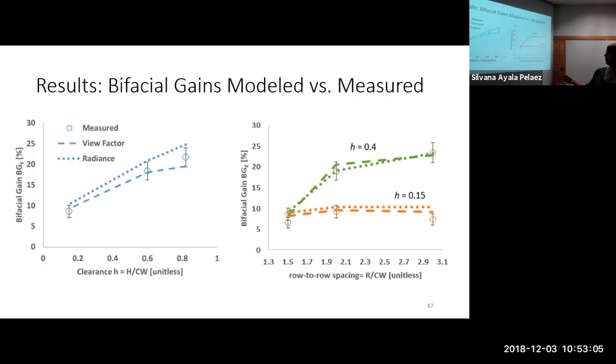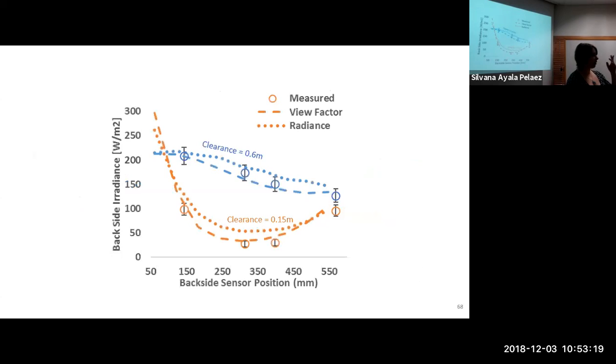At some points the view factor underpredicts, and at some points the raytrace goes a little bit high. These are things that we still need to continue researching or polishing. On the profile, this shows how the irradiance looks on the back of the panels. This is just to prove that when we have the panels at higher clearances, there's more uniformity, and we usually want the same irradiance all over. When they're a little bit lower, there's more of a difference, and that will affect their performance later.